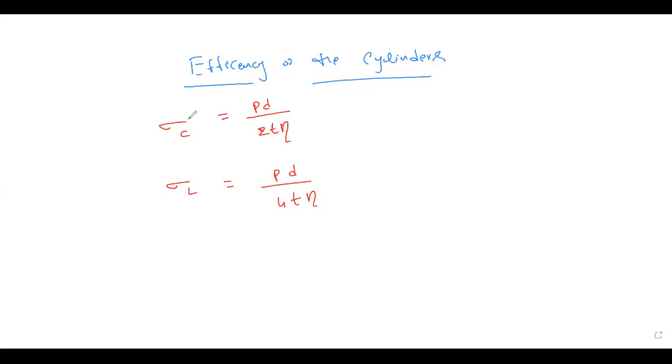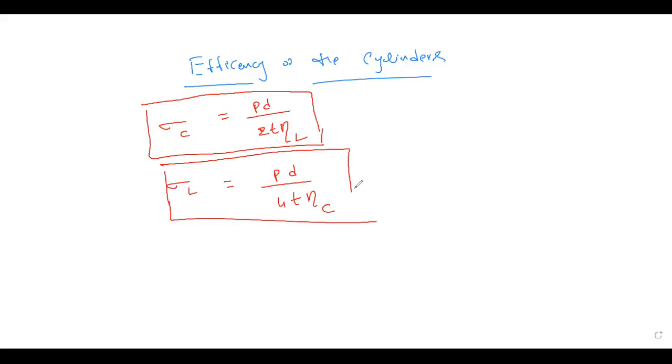So circumferential. If you want to calculate the efficiency of the longitudinal stress, this will be your L and this will be your C. Yeah, so this is how you are going to calculate the efficiency for a cylinder and the longitudinal stresses. Okay, these two formulas also you have to remember, right?